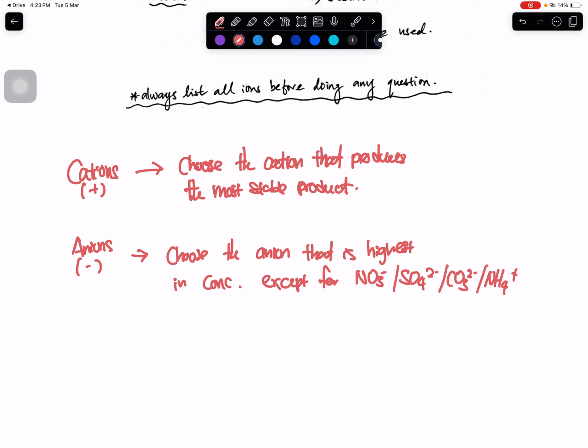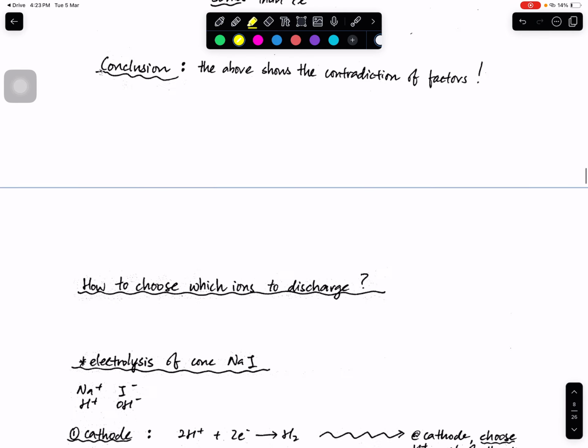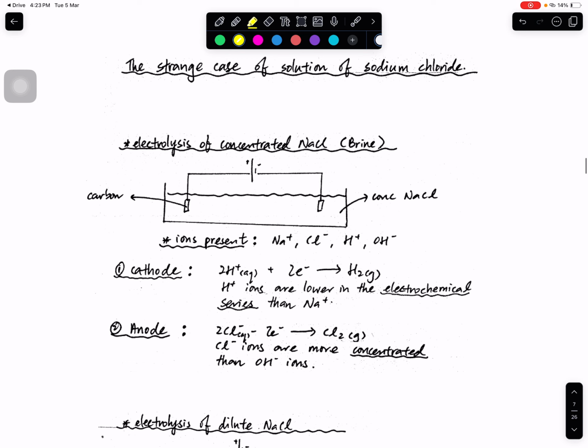Once you have gotten this, I want you to try a question first, or maybe I can show you an example before you go ahead. The reasoning behind it I'll explain once you have understood how to do certain questions. So let's take a look at a very quick example here. Just go down to this page where you talk about concentrated NaCl. Concentrated NaCl means this is dissolved in water. You have your Na plus, Cl minus, H plus, and OH minus.